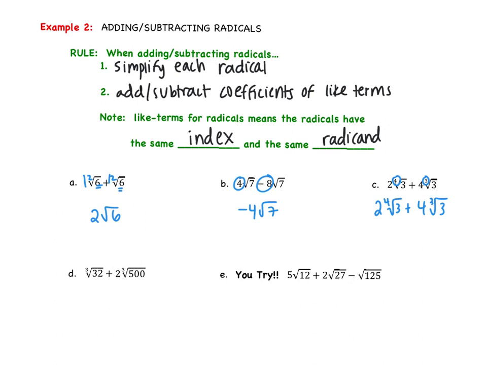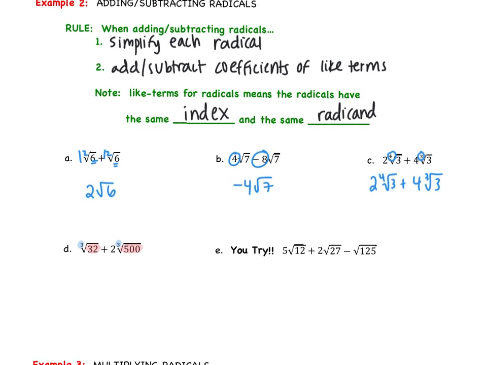If we look at D, we notice we have an index of 3 and we have an index of 3, but our radicands are different. So right now, these cannot be added. That does not mean, though, that we are done with the problem, because we still need to simplify each radical. So that's what we're going to do. I'm going to start by breaking 32 down as much as I can.